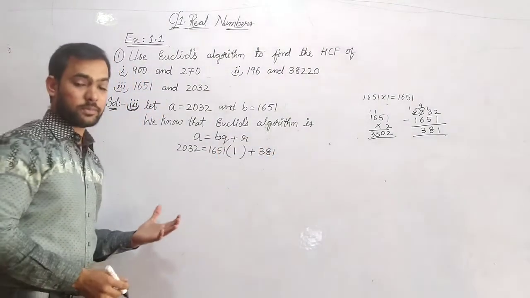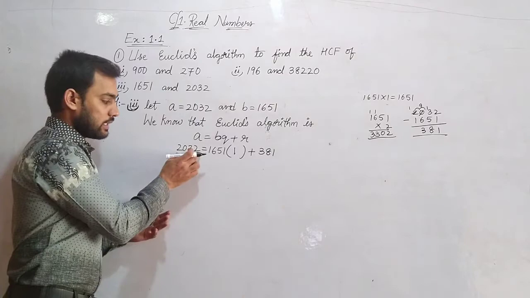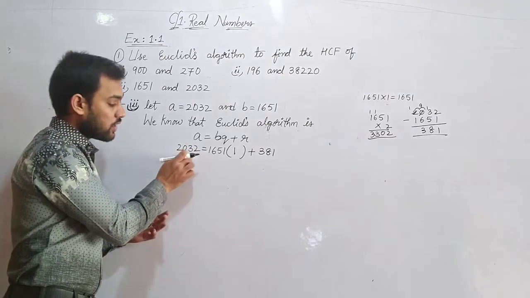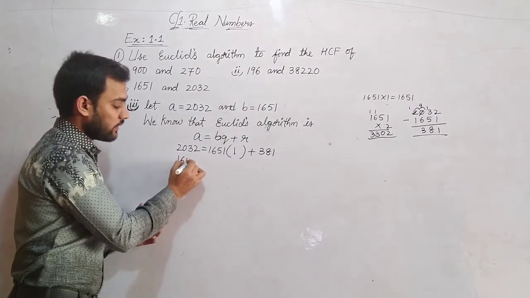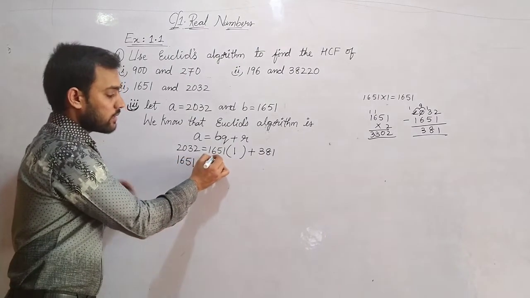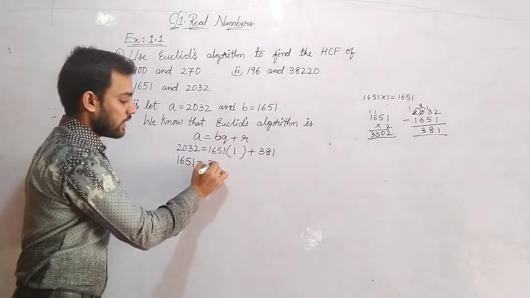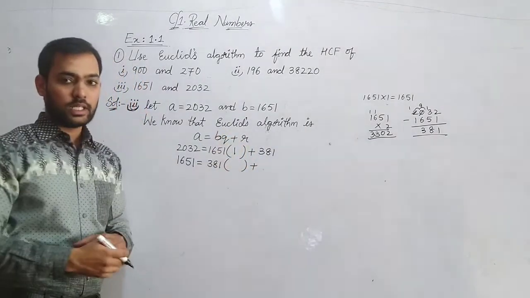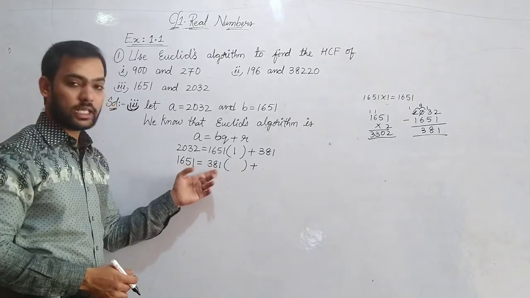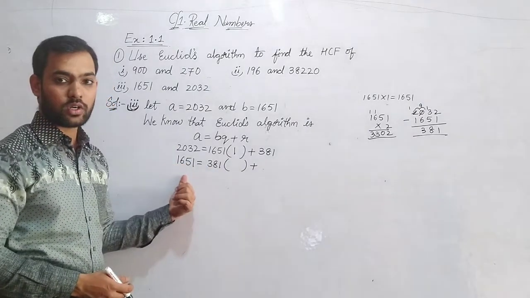As we did in the first problem, in the next step, this we won't be writing. In place of this, you need to write that B value, that is 1651, and in place of 1651 comes 381. Then again bracket, then plus we need to keep. Now we need to check in the 381 table whether this number comes or not.